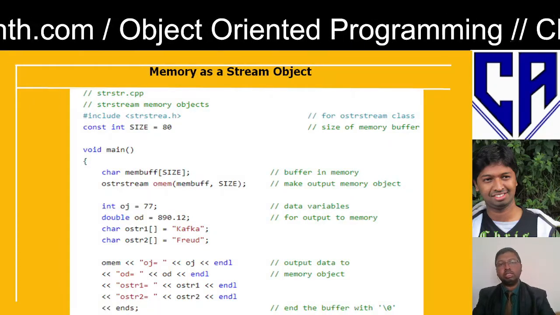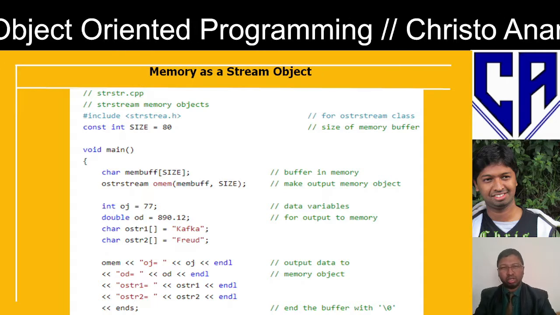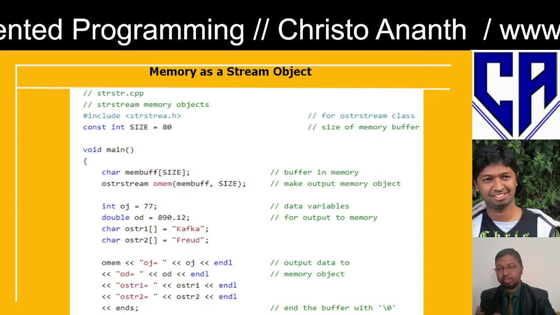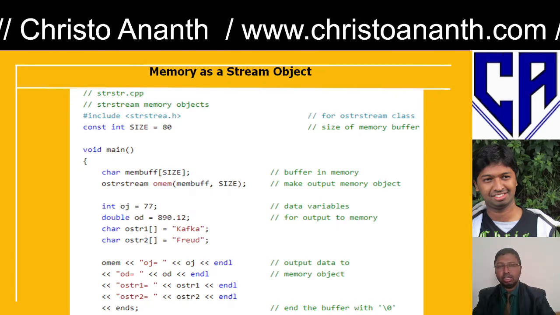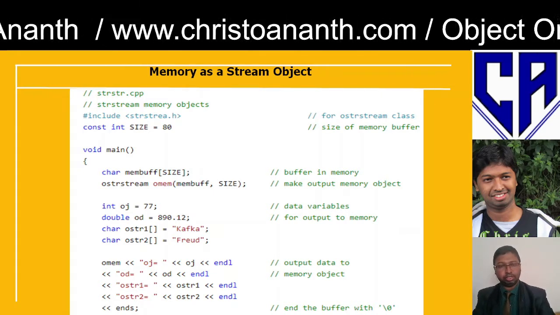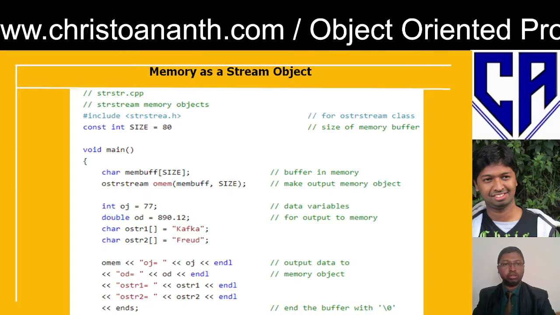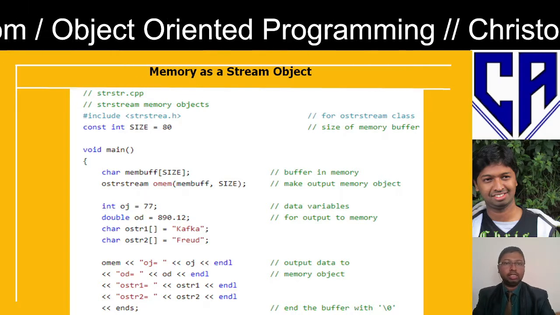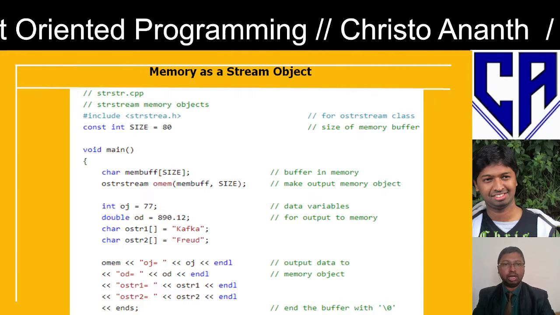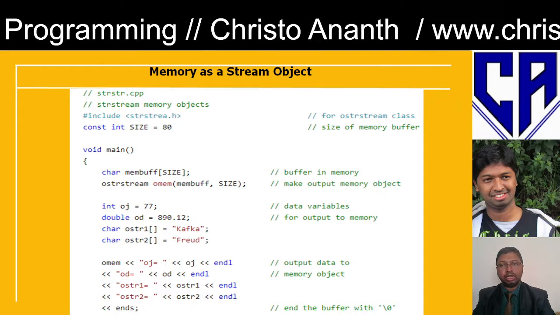So you can also consider memory as a stream object, but instead of going into the definition, we'll understand the program, from which you can understand the logic of how the memory can be treated as a stream object. So you'll have str.cpp for the string, and then strstream memory objects. You'll have #include <strstream>.